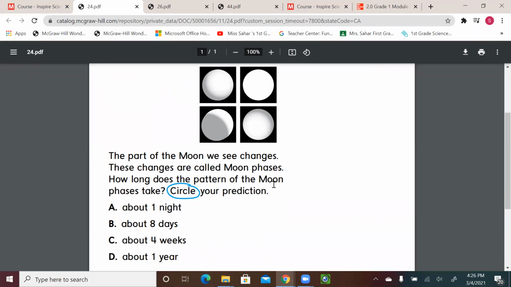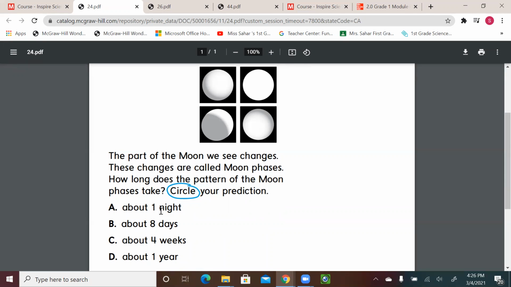How long does the pattern of the moon phases take? Circle your prediction. So we're predicting, we're guessing. This is the moon patterns, or the moon phases, and we have a prediction here. We have 4 choices and we need to predict what we think could be the right answer. How long does this pattern of the moon phases take?